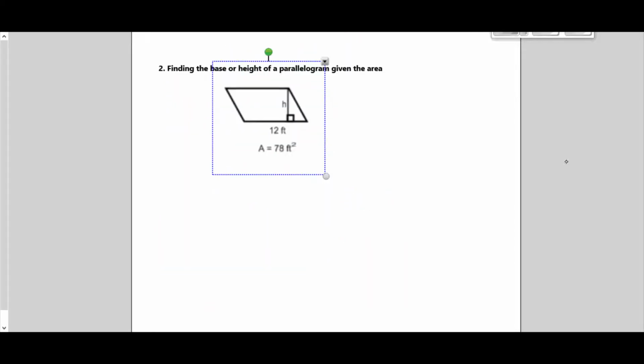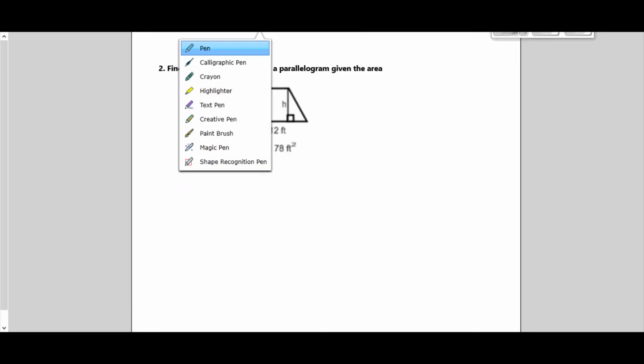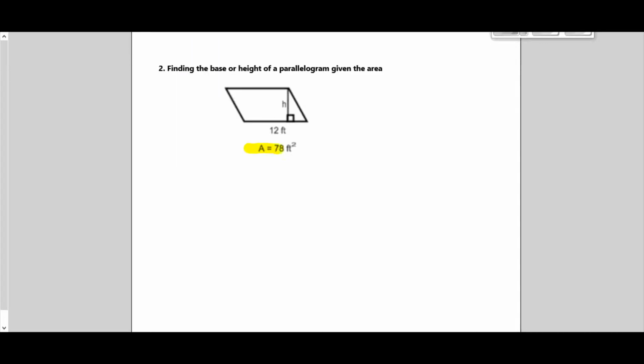So next example, find the base or the height given that you know the area. So in this example, you are given the area. I have the area is 78 feet squared, and I know that one of the bases is 12. So remember, this is my parallelogram. I'll highlight it in purple.